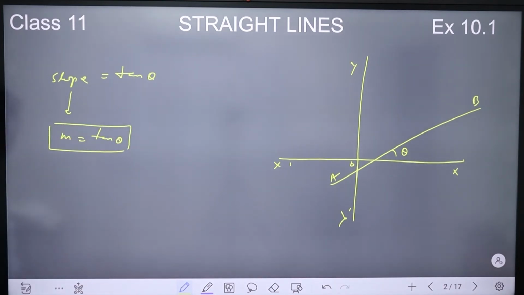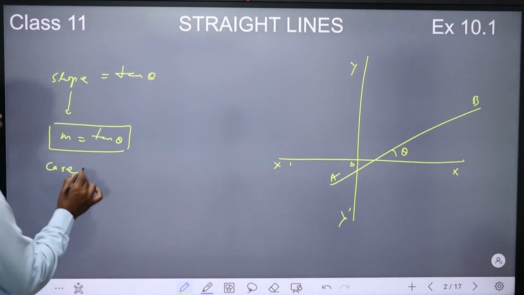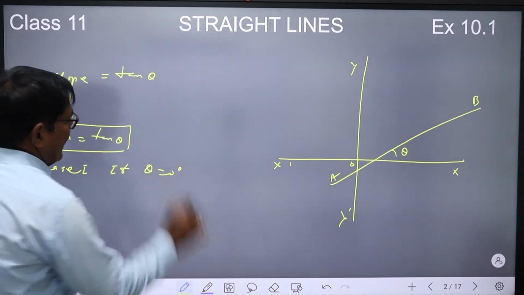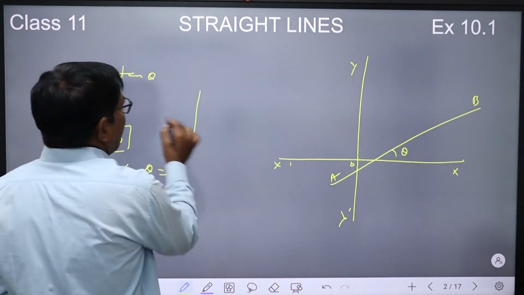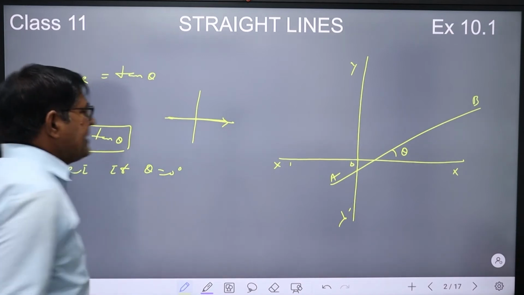Now, what are the possibilities of theta? First case, see, if theta is equals to 0 degree, theta is 0 degree means in this case this line will be inclined with the x-axis.